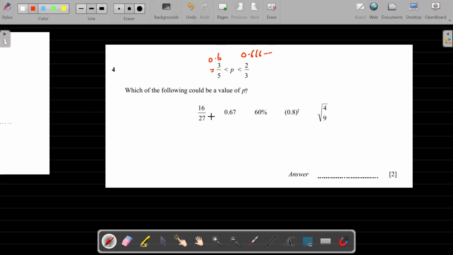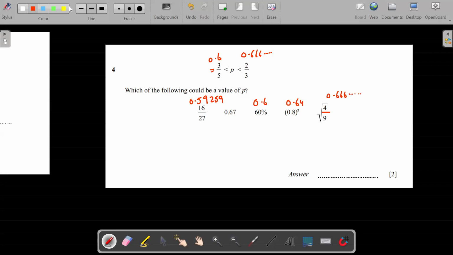16 divided by 27 is 0.59259. And this 60 is going to be 60 divided by 100 is 0.6. 0.8 squared is going to be 0.64. And there is a division sign over here, 4 by 9. So 2 by 3, 2 divided by 3 is 0.6666. 0.666 and continue.